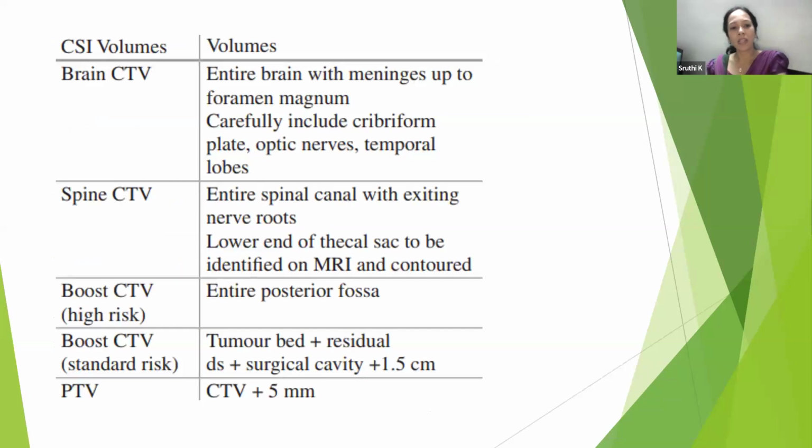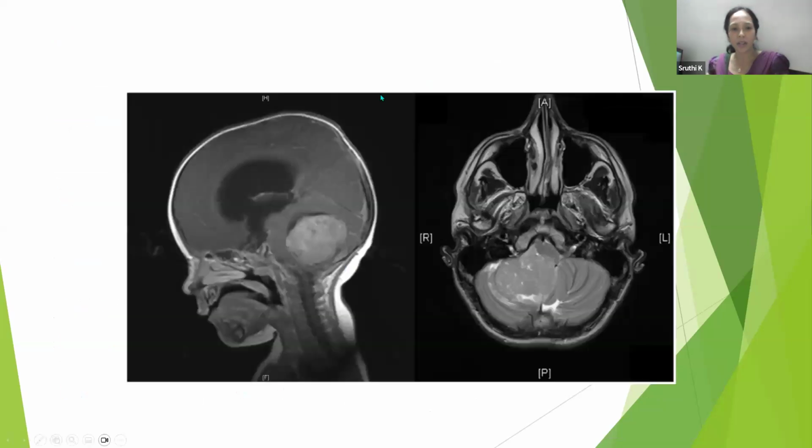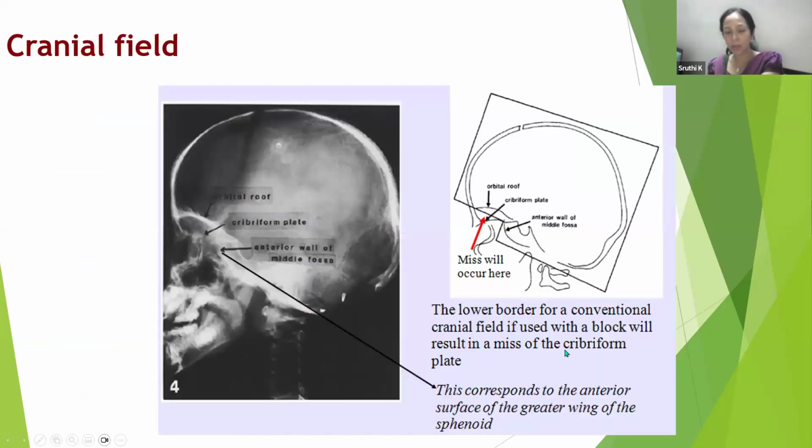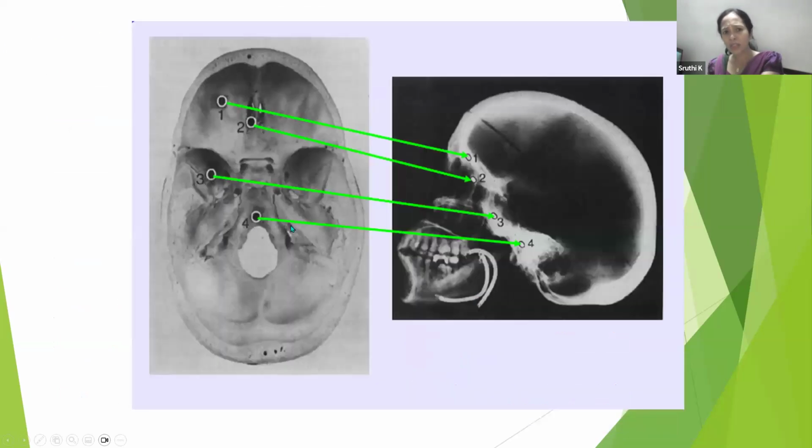So, these are our target volumes. We usually target the entire, you can see this is a medulloblastoma case, what we are seeing here. This is the simulation, which is usually prone. In certain pediatric cases, the patient may need anesthesia as well. You always have to ensure that these particular structures are covered completely, because your foramina need to be enclosed into the target volume as well. So all these foramina will be included into our target volume.